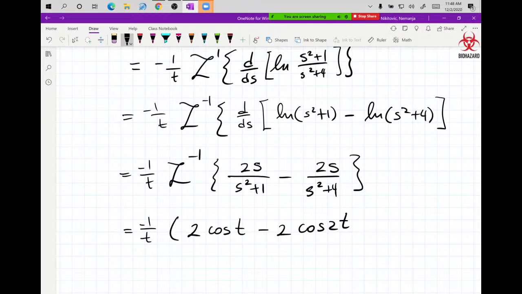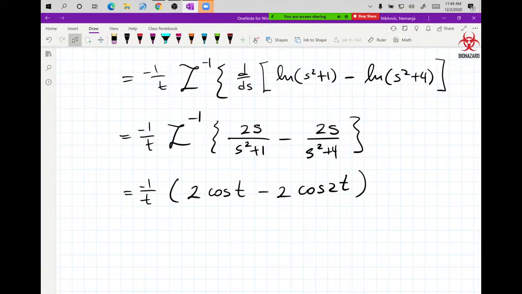Because this 4 is 2 squared. So these 2's are the 2's that are in front, and these are your basic cosines that live in the chart. So we're good there. And you can factor out 2 to make this a little bit nicer, but technically that's what it is.